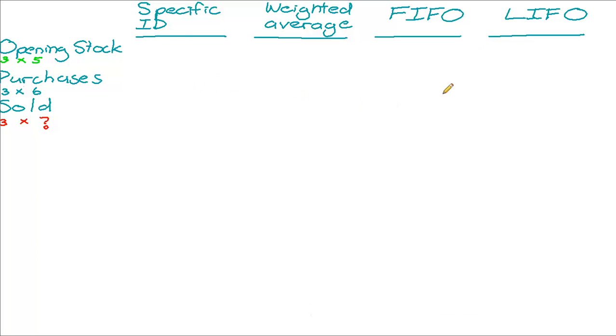In this video we're going to look at the 4 different inventory valuation methods. The first one being the specific identification method. Then we've got our weighted average method, our FIFO, which is also known as the first in first out method, our LIFO method, which is last in first out, and we're just going to compare the different sales values of the different methods, and then finally we're going to look at the different closing stock values by using the 4 different methods.